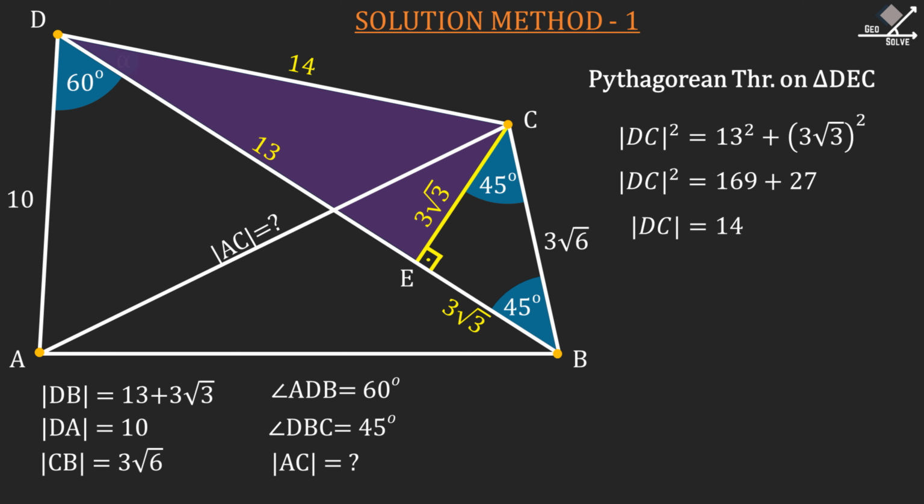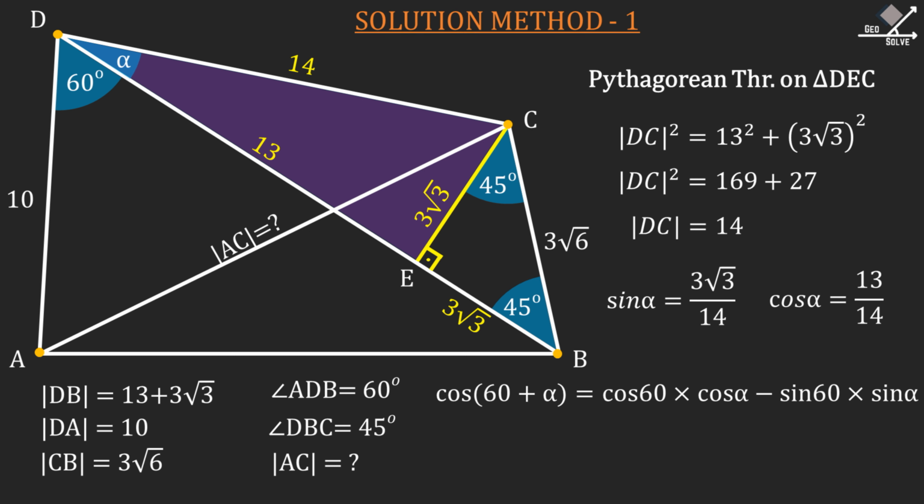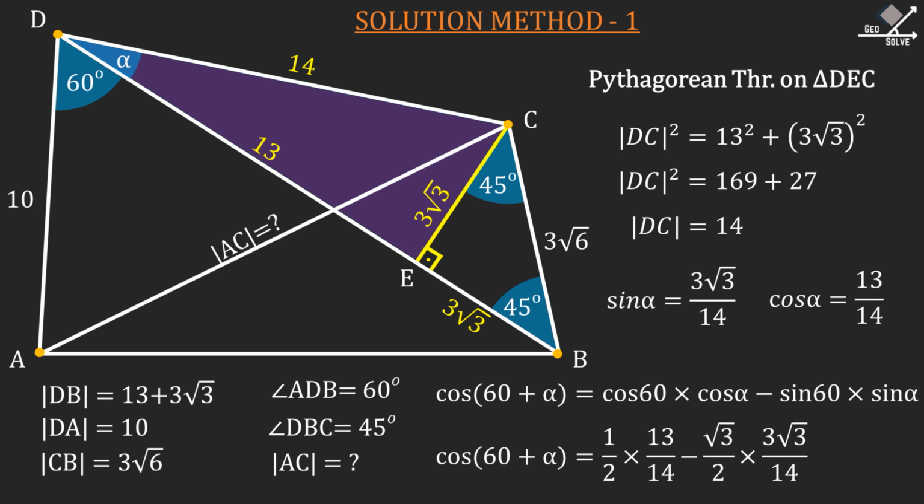Now, let's call this angle in the same shaded triangle alpha. So we can write sine and cosine of angle alpha as follows from the shaded triangle. Using compound angle formula, we can write cosine of 60 plus alpha equals cosine 60 times cosine alpha minus sine 60 times sine alpha. Since we know all the values, we can write the following equation, and that will give us the value of cosine of 60 plus alpha as 1 over 7.